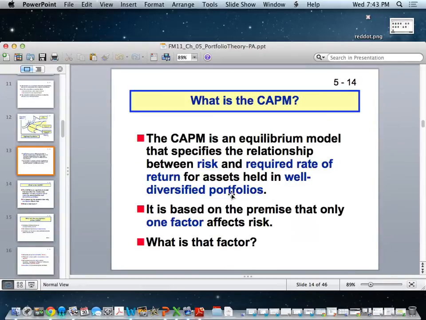That's something different. So now we come back to CAPM. We thought we had done that. Now it's going to make more sense, hopefully. It's an equilibrium model that specifies the relationship between risk and required rate of return for assets held in well-diversified portfolios. It's based on the premise that only one factor affects risk. See, this is where the next Nobel Prize is going to go. Only one factor affects risk. What is that factor? Market risk. According to the CAPM, the returns on most assets have a positive linear relationship with market returns. And that is captured by beta.